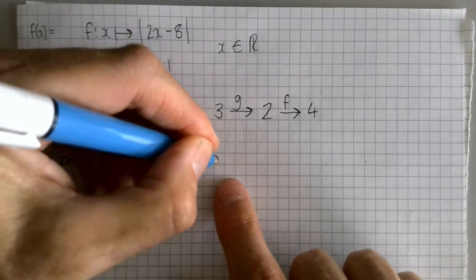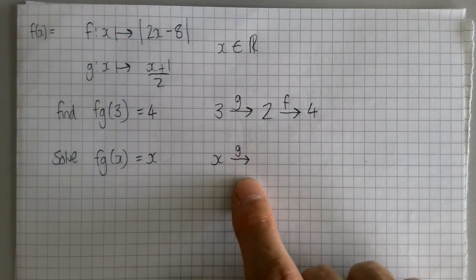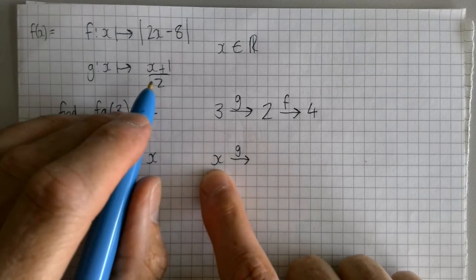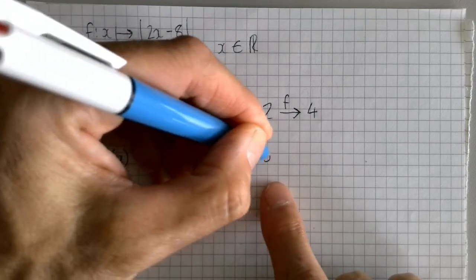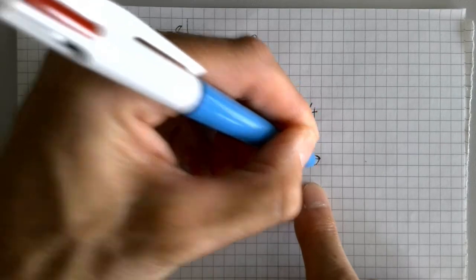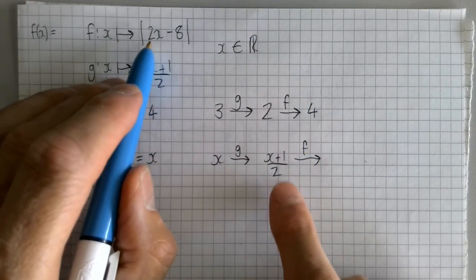So instead of putting a number in, we're going to put x in. Okay, so we've got x plus 1 over 2. And we're then going to put that into f. So it's going to be 2 lots of this.